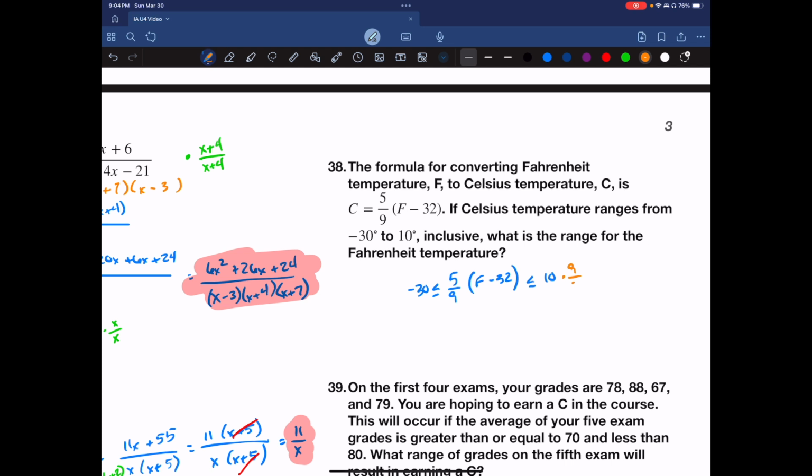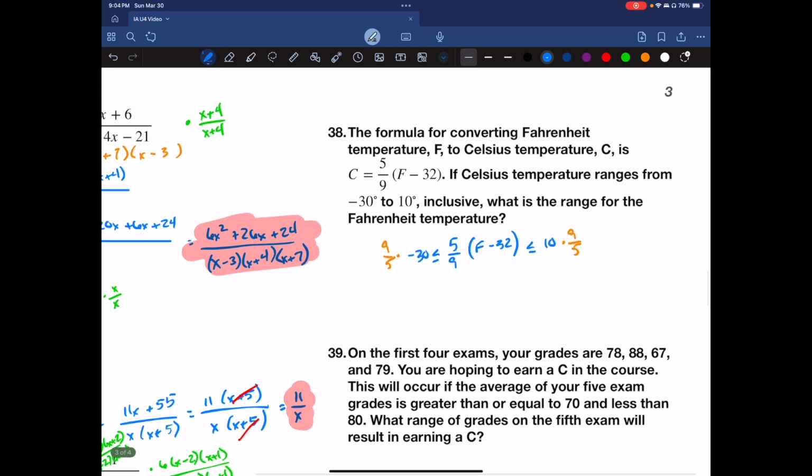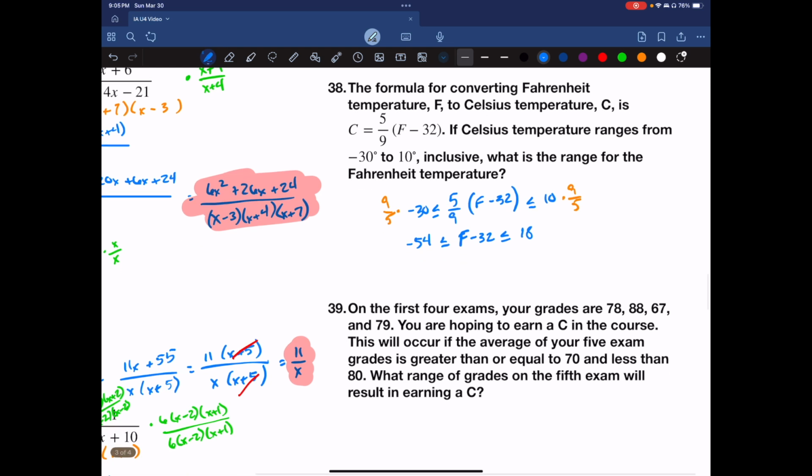So it's going to be 9 over 5, 9 over 5. And when I get to the middle, I'll just drop the fraction. Okay, so this is going to be 5 goes into negative 30 6 times, and 6 times 9 is 54, and don't forget it's negative. Less than or equal to, remember I'm dropping the fraction because I multiplied everything by it. That's F minus 32, less than or equal to, 5 goes into 10 twice, so 2 times 9 is 18, right? And I'm going to add 32 everywhere.